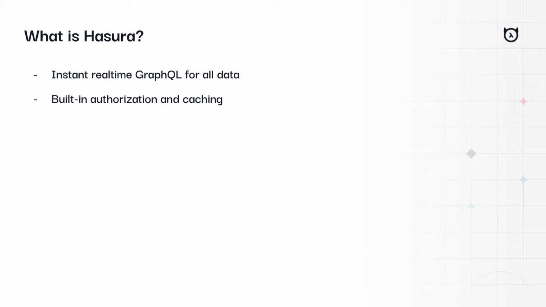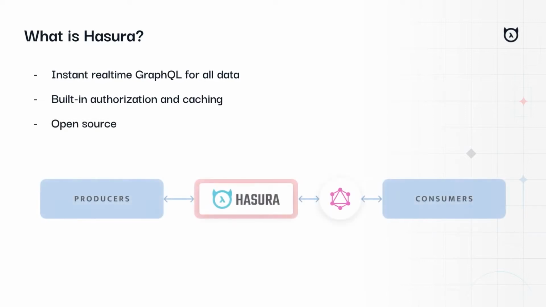So let's look at what is Hasura. Hasura gives you instant real-time GraphQL for all your data. It comes with built-in authorization and caching so that it takes care of your permission layer and also performance. It's also open source. Let's look at how Hasura fits in the current app ecosystem.